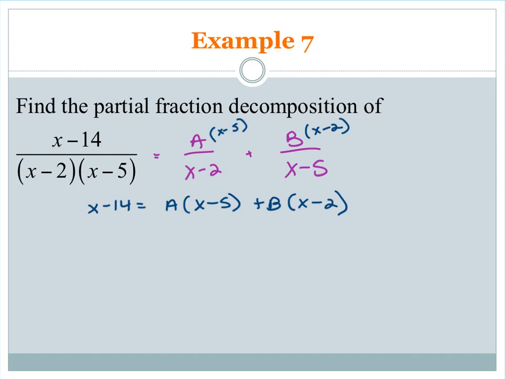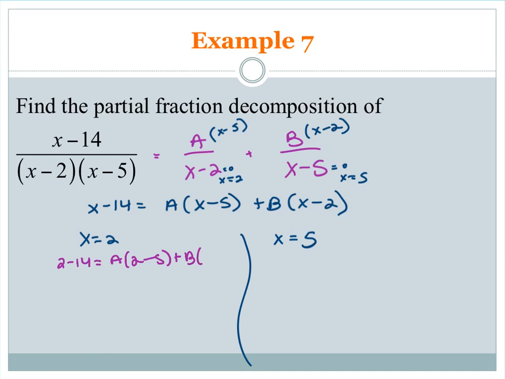Now again, you can just say, okay, what's going to cancel them out one at a time? Or you could come back to your denominators, set them equal to 0, and I get 2, and I get 5. So I know I'm going to make x equal 2, and then I make x equal 5. So 2 minus 14 equals a times 2 minus 5 plus b times 2 minus 2, negative 12 equals a times negative 3. This is 0, cancels out like I wanted it to. A is 4.